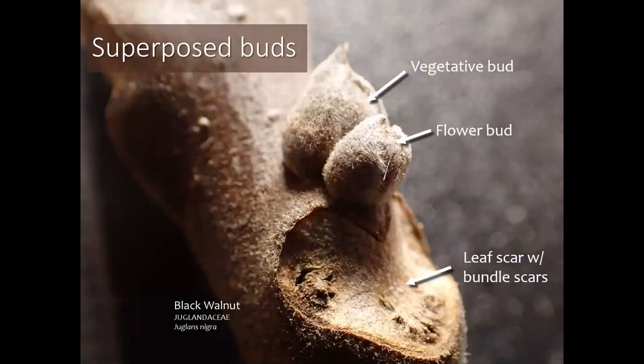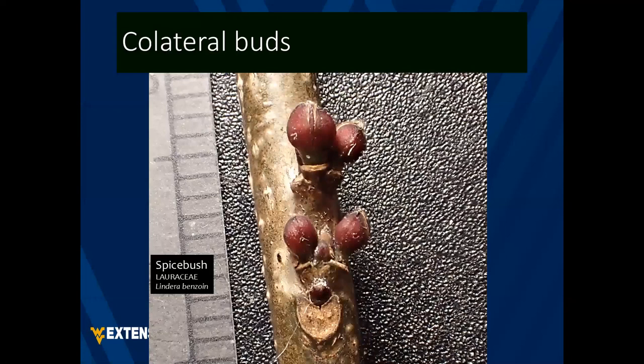As you're looking around out there at these twigs, you'll also be able to see superposed buds. This is where there are two buds, and one sits on top of the other. First you see the leaf scar down at the bottom, and down in there some bundle scars, they're called. Above that is a flower bud, and above that is the vegetative bud. This is a black walnut. The flower bud will break open, and what comes out of that are the male flowers, little pendulous strings called catkins, which will produce the pollen that will be released in the spring. So, superposed buds. You also might find collateral buds, which are buds that sit side by side on each side of the leaf scar or lateral bud.